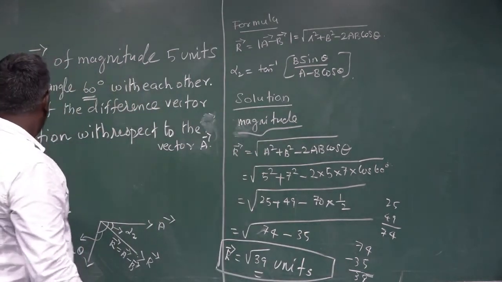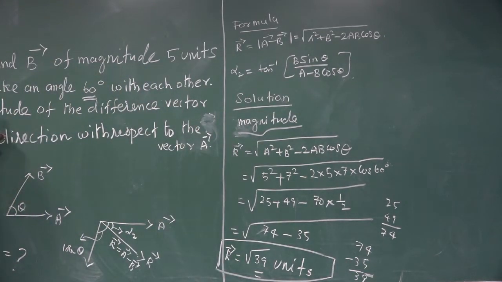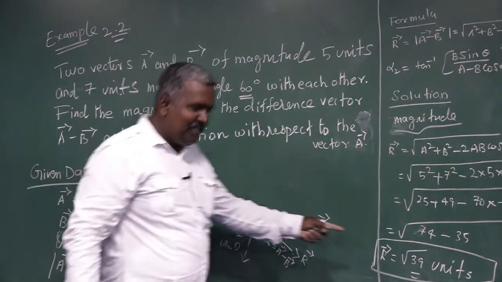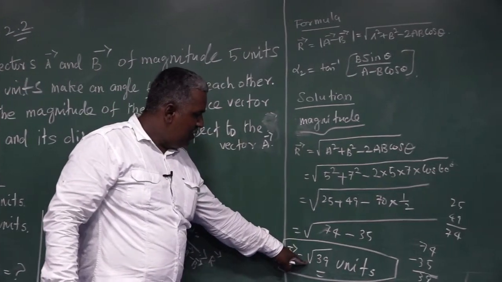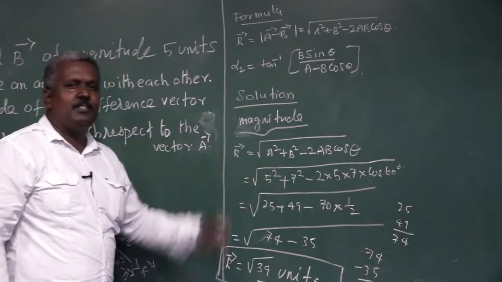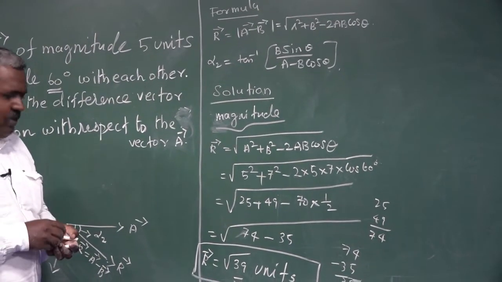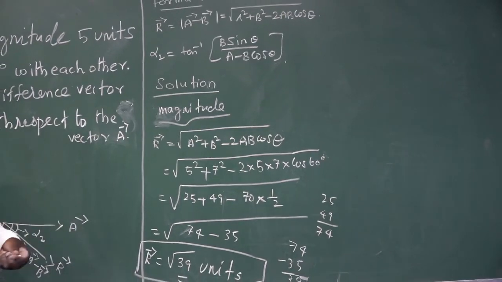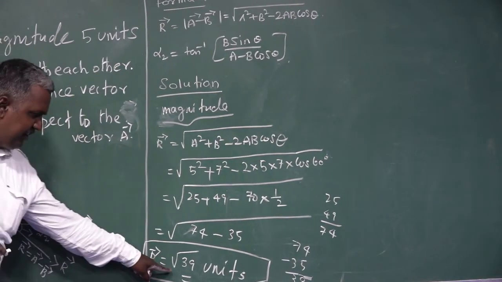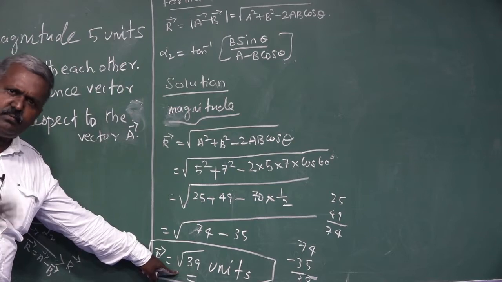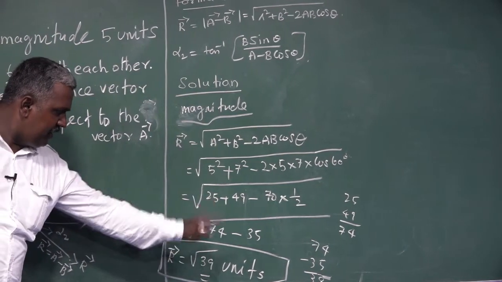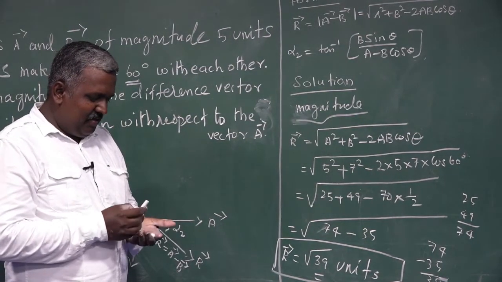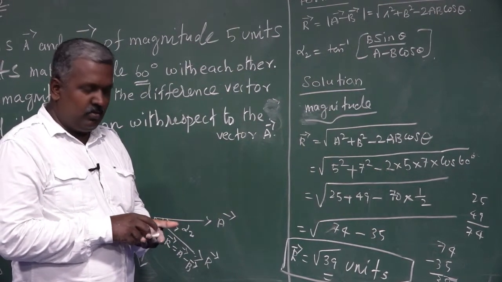So the resultant, or the magnitude of the difference vector A vector minus B vector, that is called the resultant, is equal to root of 39 units. That's all. Or 6 point something, because 6 squared is 36, so 6 point something comes. No need, leave it till this. Enough. Root 39 units. Clear? Okay.